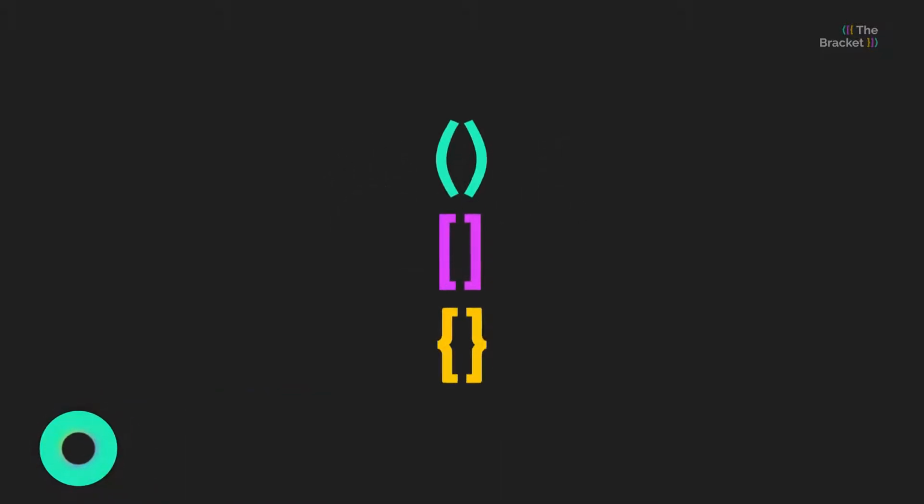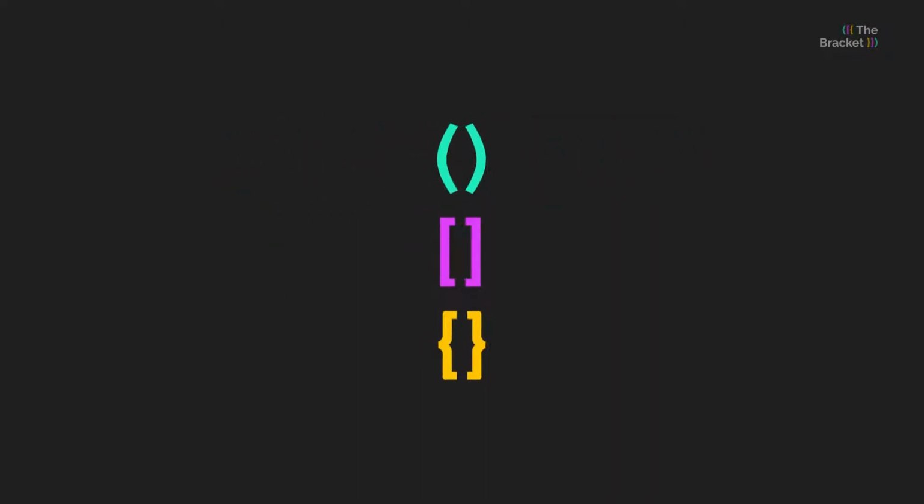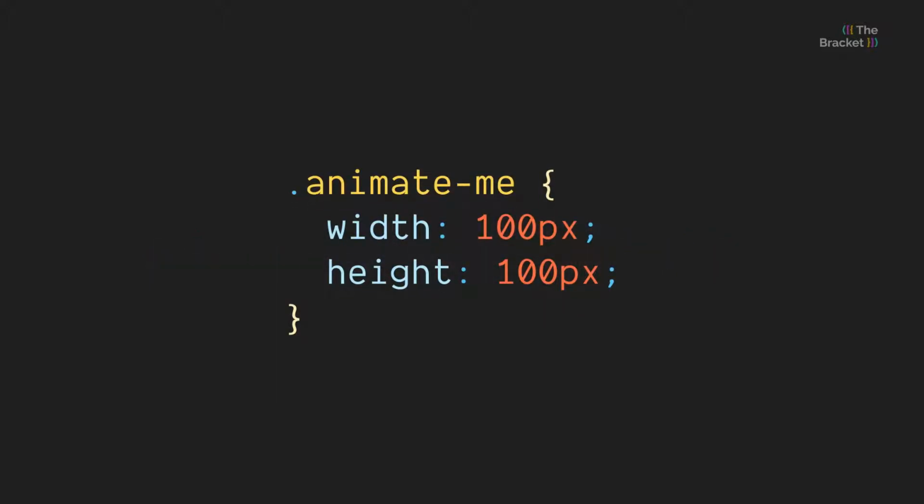Today's question is how to create animations in CSS. To answer this question, let's go straight to the code. We will work with a simple div with the class animate-me. In the style.css, we have our animate-me class ready to get some animation.